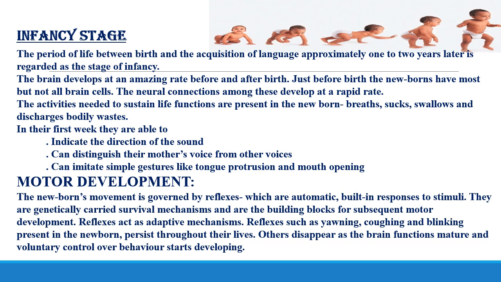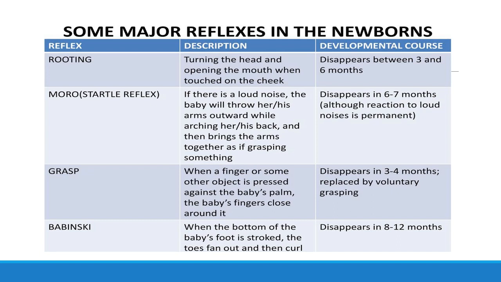So reflexes such as yawning, coughing, and blinking present in the newborn persist throughout their lives, and others disappear as the brain functions mature and voluntary control over behavior starts developing. Now in this slide, you will see some of the major reflexes in the newborns: rooting, Moro or startle reflex, grasp, and Babinski. Rooting means turning the head and opening the mouth when touched on the cheek. Many times whenever you touch the cheek of a newborn, the baby will turn the head and open the mouth. In the developmental course, it disappears between 3 and 6 months.